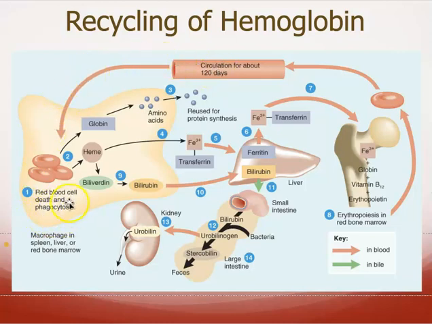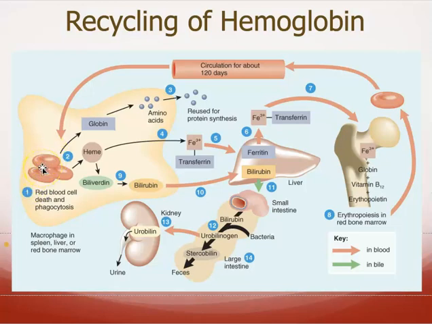Okay, well, here we are. This is a macrophage in the spleen or liver, and it's possible for them to be in the red bone marrow as well. I didn't include red bone marrow in the prior slide. But here's a macrophage in one of those locations. It will gobble up that red blood cell. And then let's follow this pathway.